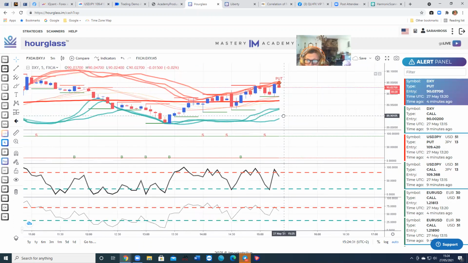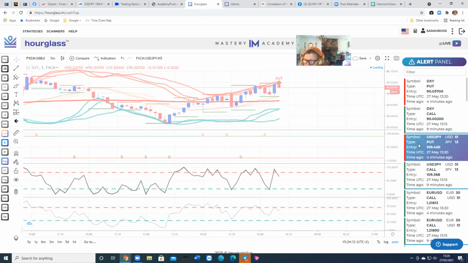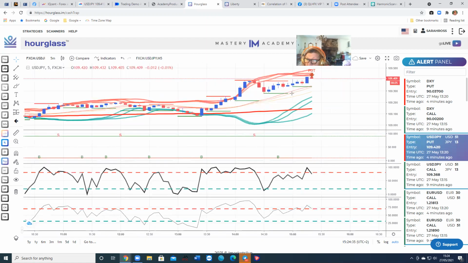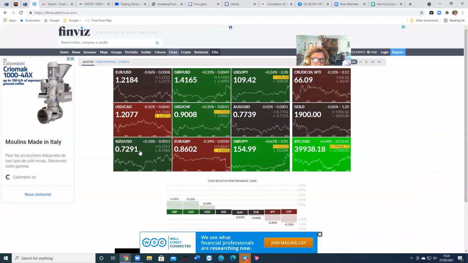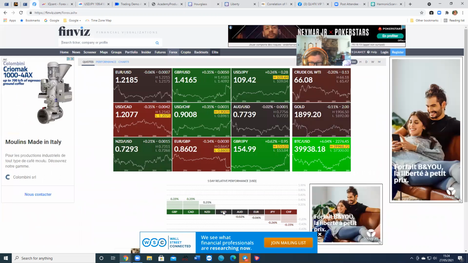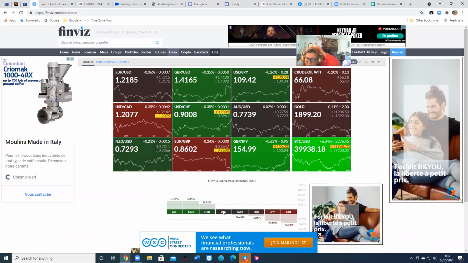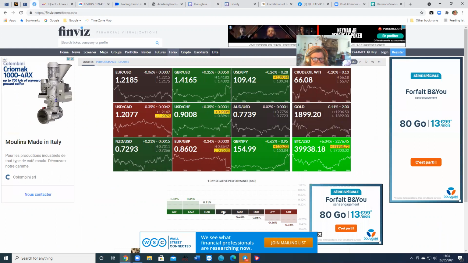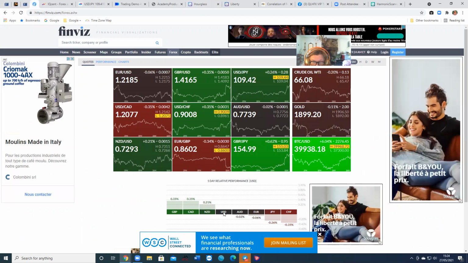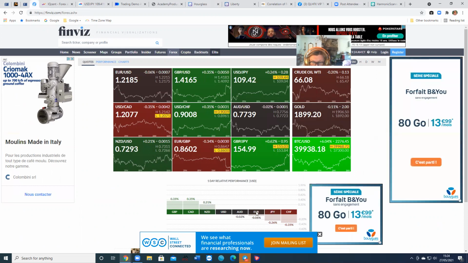DXY is a put, which is good for UJ if we want to sell it. US dollar is stronger quite a lot than Japanese yen. At this point, I like to check in and see what my currency strength meter is doing. I recommend you get the currency heat wave. That's a $9 one-off payment if you're using it on your phone. I just use this one, but you've got US dollar is stronger than Japanese yen. I have got the euro as weaker, so that should be in our favor on selling off the euro against the US dollar now. US dollar's just weakened.